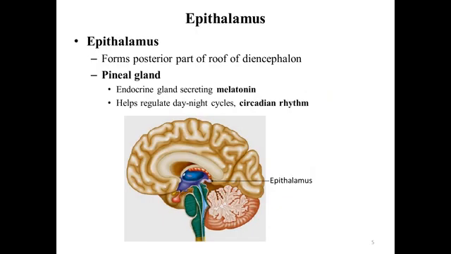The epithalamus, shown in the image, partially forms the posterior roof of the diencephalon and covers the third ventricle. The posterior portion of the epithalamus houses the pineal gland. The pineal gland is an endocrine gland. It secretes the hormone melatonin, which helps regulate the body's circadian rhythm, our day-night cycles. This is our first time to mention that the brain controls our body not just through nerve signals, but also through hormones.